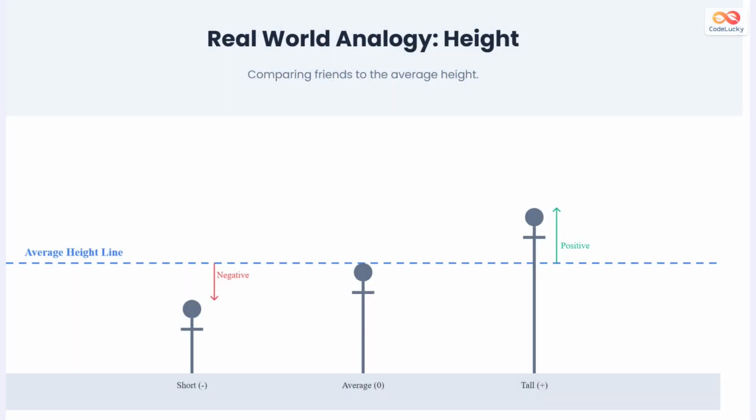Think about height. If we drew a line on the wall for the average height of a group of friends, some friends would be taller, standing above the line. That is positive deviation. Some would be shorter, below the line. That is negative deviation. The deviation is just the difference in height from that average line.